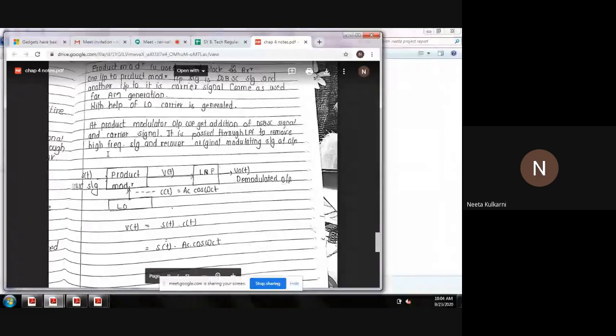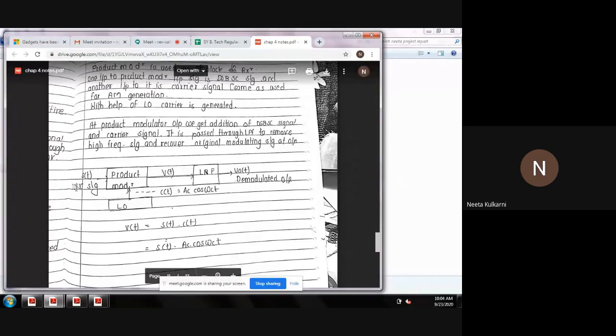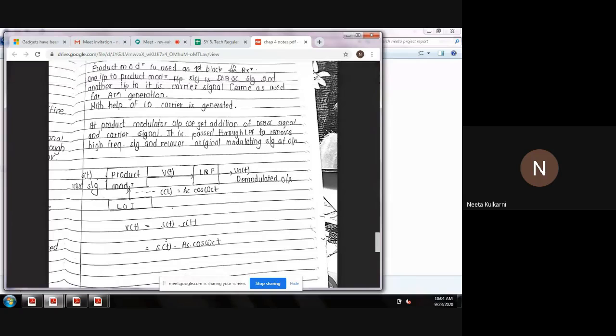हे इक्वेशन फक्त लिहायचं याच्यामध्ये. हे नोटेशन लक्षात ठेवा. DSB-SC signal is noted by the symbol S of T and local oscillator is giving the carrier signal. So its symbol is noted by C of T and output of product modulator is V of T.